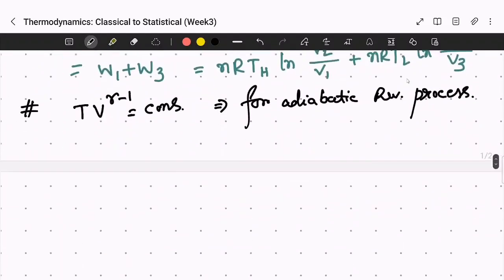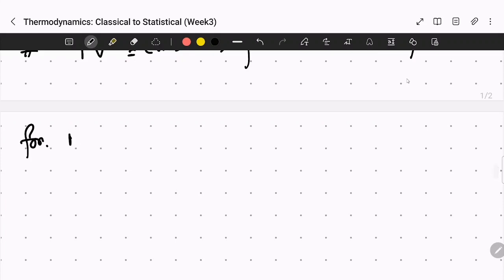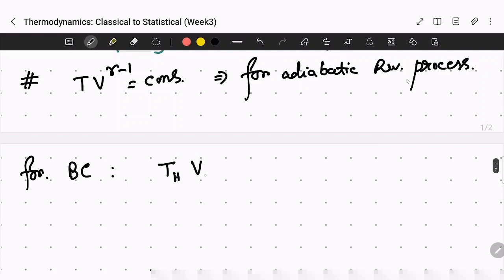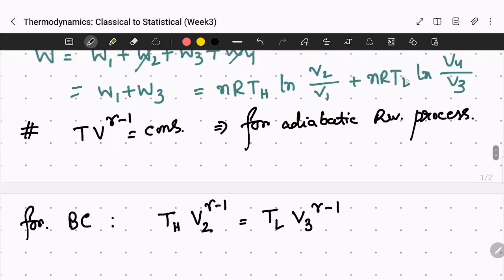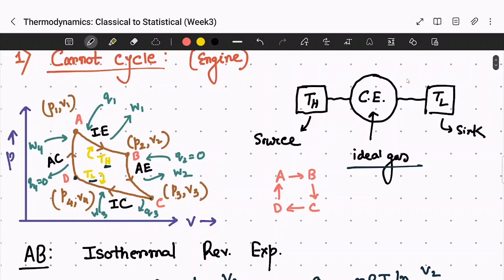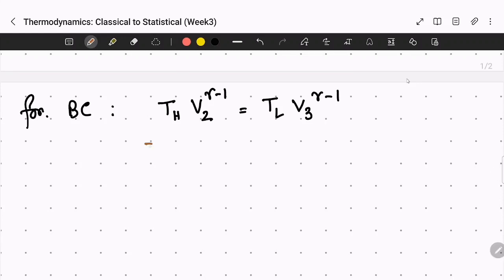So for the two lines, for B to C, we can write TH V2 to the power gamma minus 1 equals TL V3 to the power gamma minus 1, because the temperature is changing from TH to TL and the volume is changing from V2 to V3 here. So it's better to also write the temperature coordinates here, then it will be more clear. Here the temperature is TH, here also TH, here TL, here also TL. Now it's more clear. So if you use this formula, then you can write that TH by TL is essentially V3 by V2 to the power gamma minus 1.